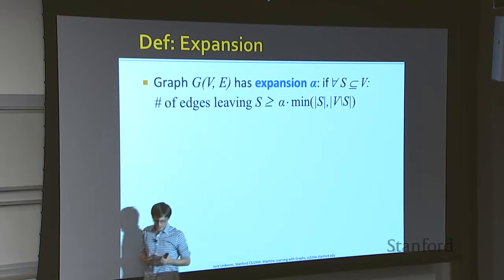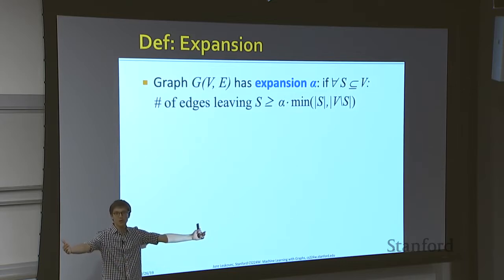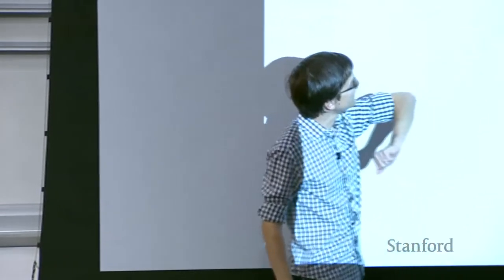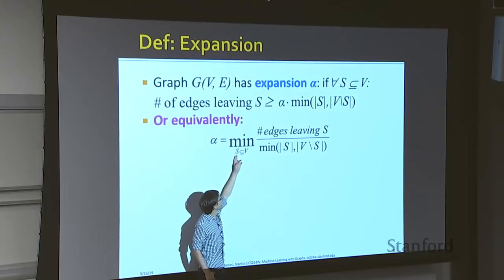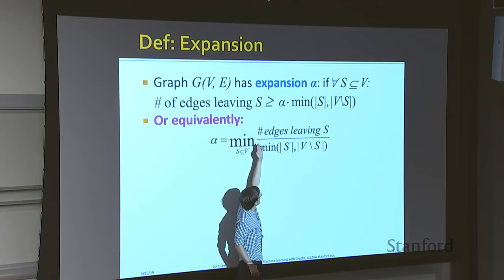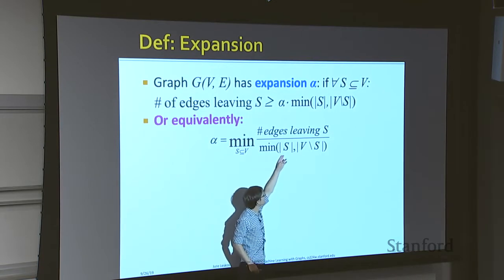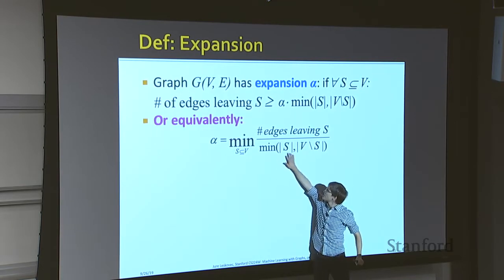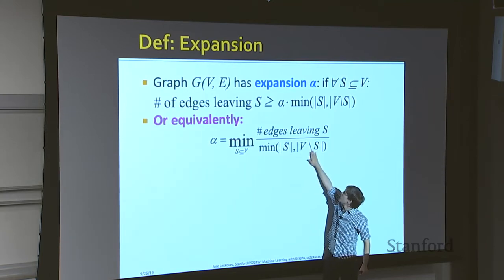Okay? So essentially what we are asking is, if I pick a random set of nodes, how many edges are going to leave that set, right? The way you can essentially think of this is the following. You can think of alpha as the minimum over all subsets S, where you take the number of edges leaving that set S divided by the size of S. Now you will ask me, why do you have this funny minimum of size of S, comma, the size of the entire set of nodes minus S?